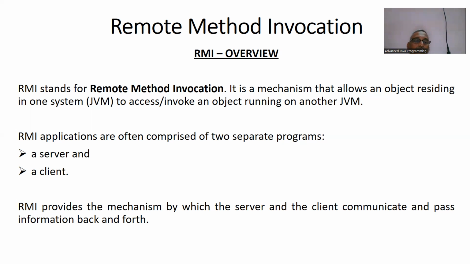A typical server application creates some remote objects, makes a reference to them accessible, and waits for clients to invoke methods on these remote objects. A typical client application gets a remote reference to one or more remote objects in the server and then invokes methods on them. RMI provides the mechanism by which the server and the client communicate and pass information back and forth.